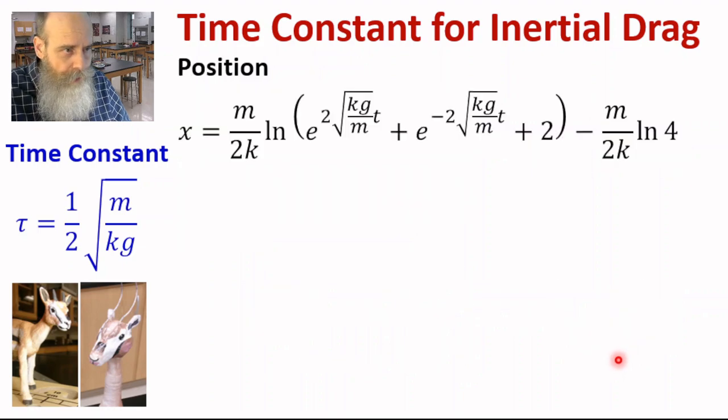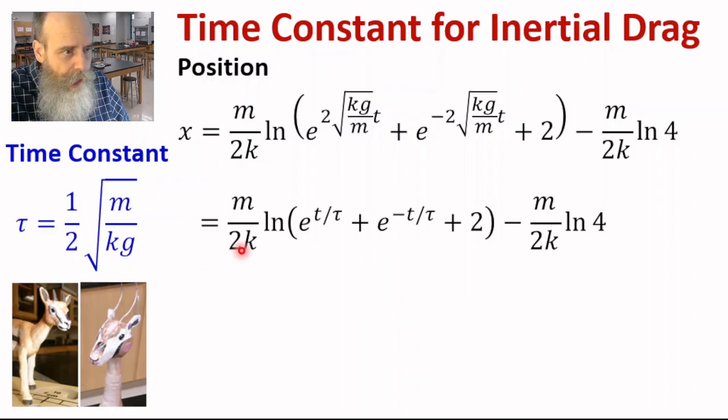And now the position. This is our position function. Let's put in tau. This is what we get: m over 2k ln of e to the t over tau, plus e to the negative t over tau, plus 2, minus m over 2k ln 4.